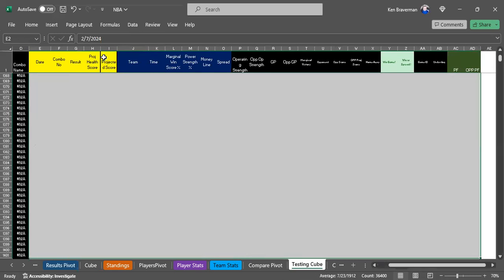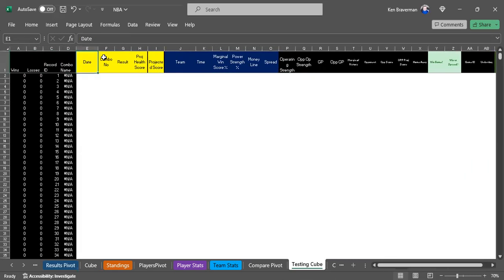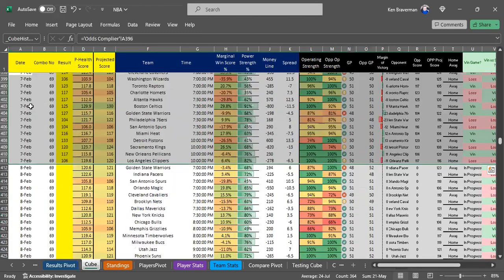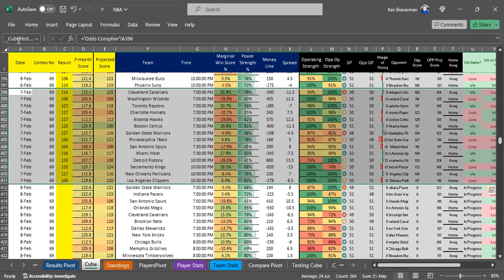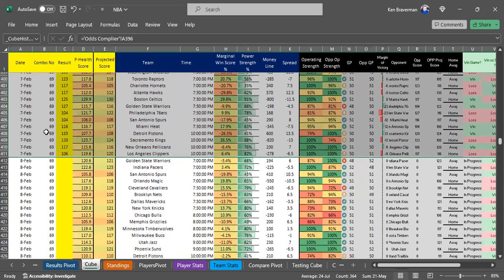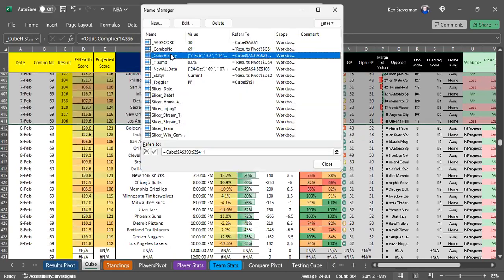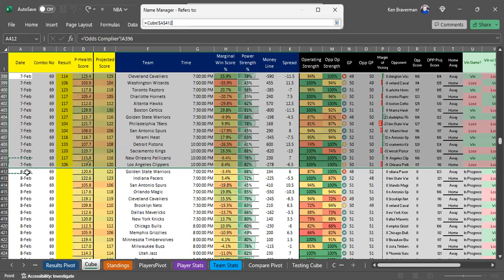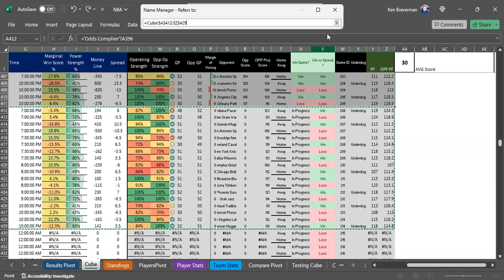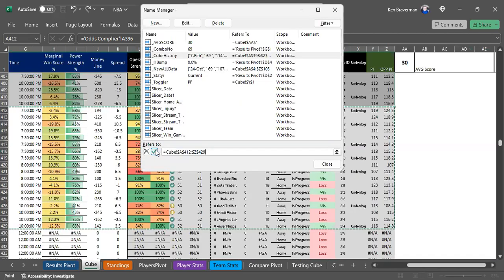So we clear out yesterday's stuff because you don't want to compound the two. And here's the other thing you have to do. We have to change the area we're going to test. We were testing the games from the 7th. It's called this cube history up here. We need to change that to the 8th, to the games from the 8th. You have to go into the name manager and change this range to just the games from the 8th. And this will be today's games.